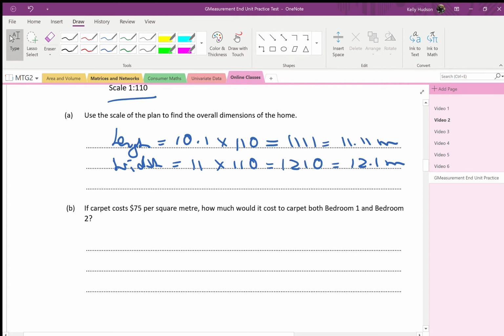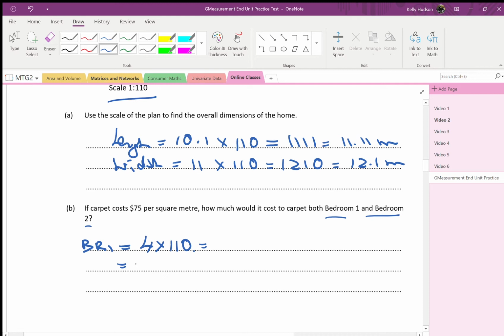If the carpet costs $75 per square metre, how much would it cost to carpet bedroom 1 and bedroom 2? So what we need to do is to work out the area of bedroom 1. Bedroom 1 is about 4 by 4.4. So multiply those together, we get 21. We're going to multiply by the scale factor first of all. So multiply the 4, of course, by the 110.